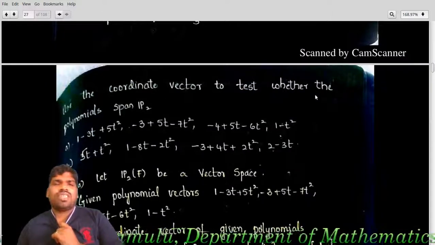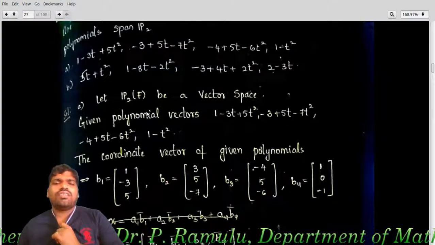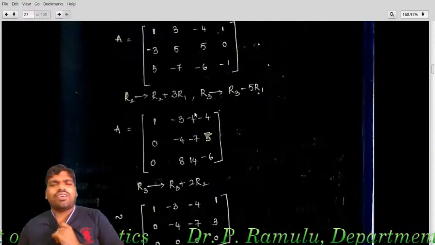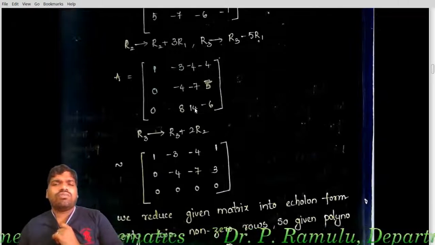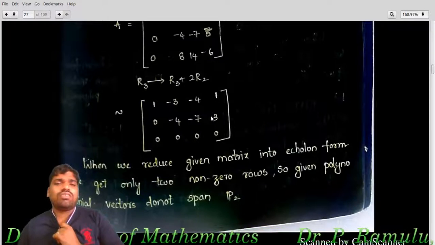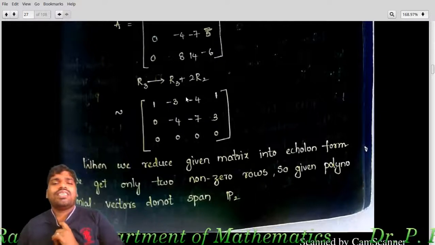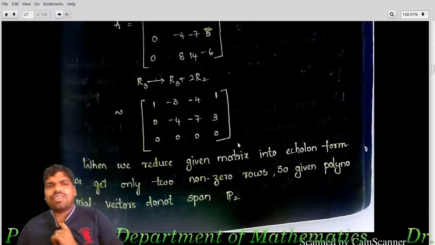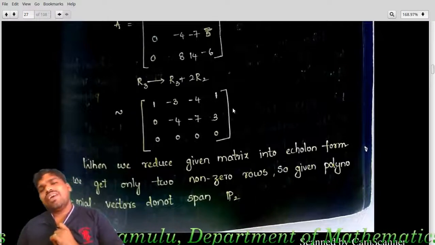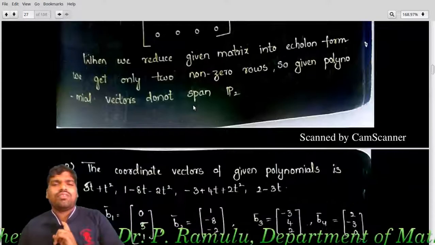Same, the coordinate vector test, following this, right? You can ask these problems the same way. Reduce this matrix to echelon form. If reducing this matrix to echelon form gives at least one non-zero row, here we get one non-zero row. Then we reduce the given matrix and we get only two non-zero rows. So the given polynomials do not span. That means this vector is a linear combination of the others. Therefore, it does not span R2. Here we say that these are linearly dependent vectors.